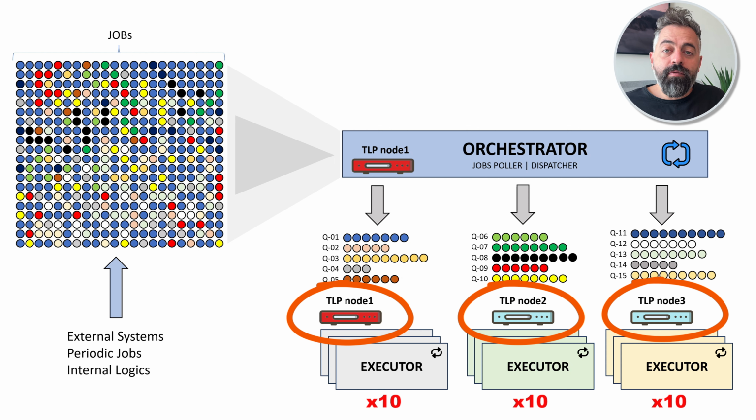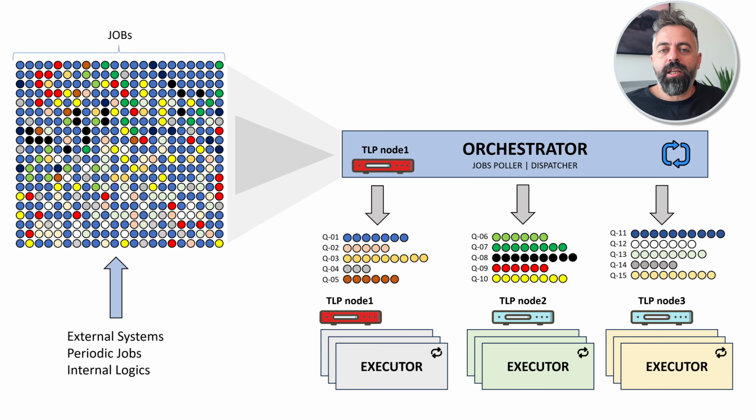So in an environment like the one that I am showing in this slide, basically the system is capable of processing 30 jobs in parallel. Now, jobs, of course, could be created by receiving messages from external systems. They could be created by internal logic of TLP, or they could even be created periodically at specific intervals. So the typical life cycle of a job is that it gets created, then the orchestrator will dispatch it, then the executor will schedule it, and then execute it.